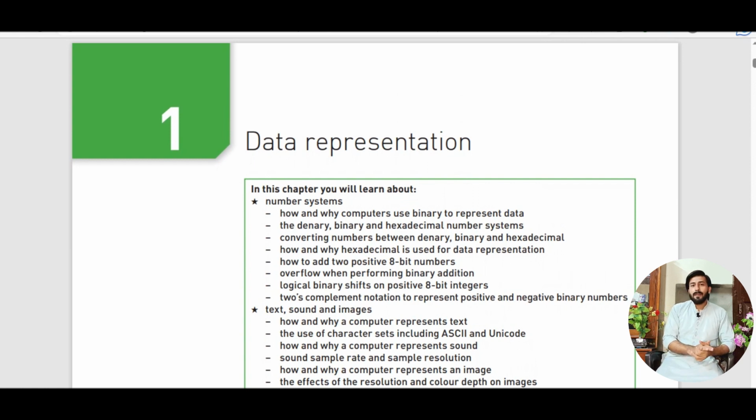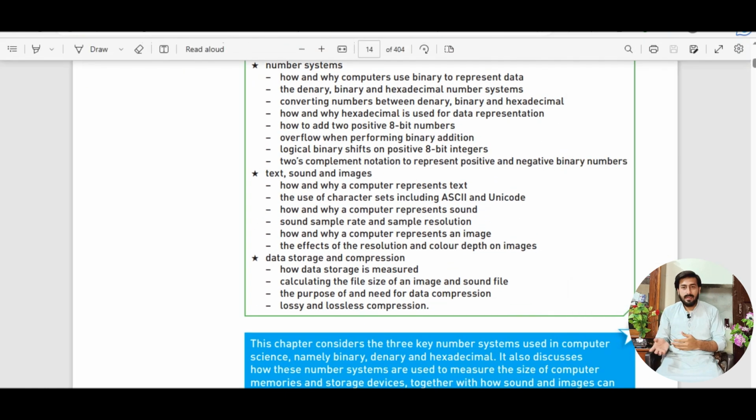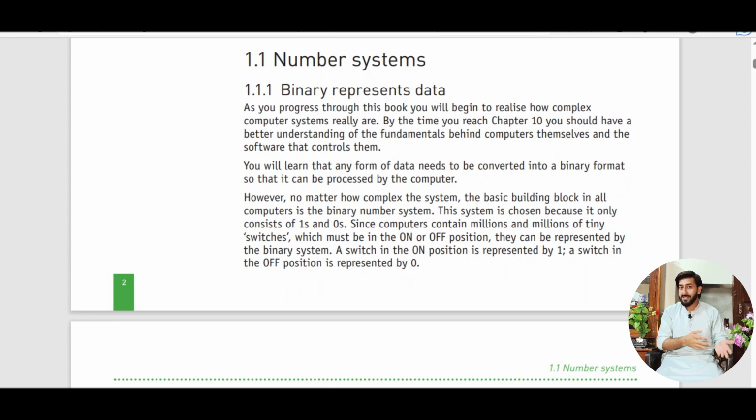Data representation. First of all, I would really appreciate it if you have any kind of notes with you so that you can note down the important things that I tell you about these topics, because I will be explaining the important questions from the exam's point of view. That will be very helpful for you.